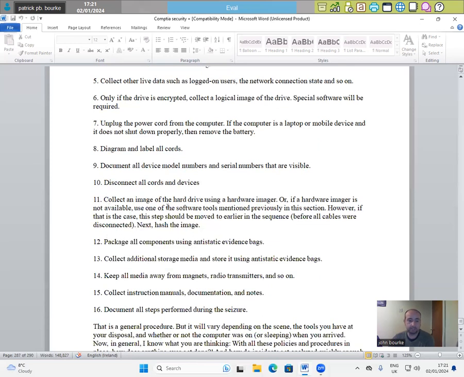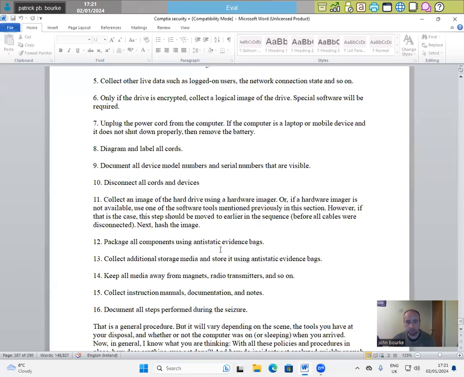11. Collect an image of the hard drive using a hardware imager, or if the hardware imager is not available, use one of the software tools mentioned previously in this section. However, if that is the case, this step should be moved to earlier in the sequence before all cables were disconnected. Next, hash the image.